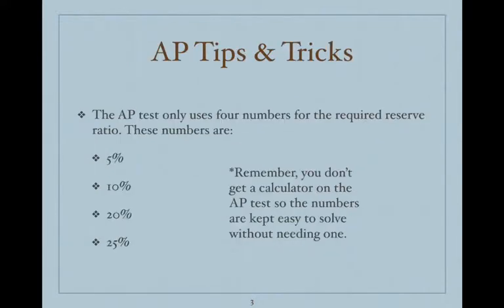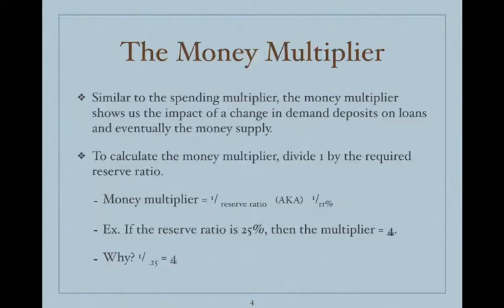Now, I've got a couple of tips and tricks, and we talked about this in class, but the AP test is only going to throw 4 numbers at you for the required reserve ratio. It's only going to be 5, 10, 20, or 25%. College Board won't deviate from this with the FRQs because you're going to have to do some calculations, and you are not allowed to use a calculator on the AP test. So any of the math they require must be relatively easy. All that math will deal with 5, 10, 20, or 25%.